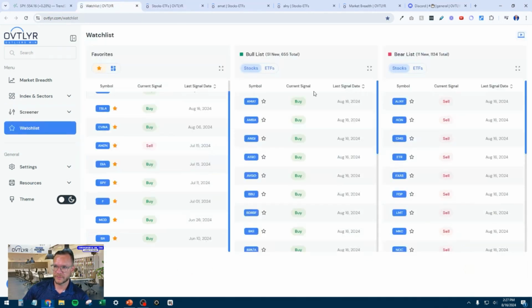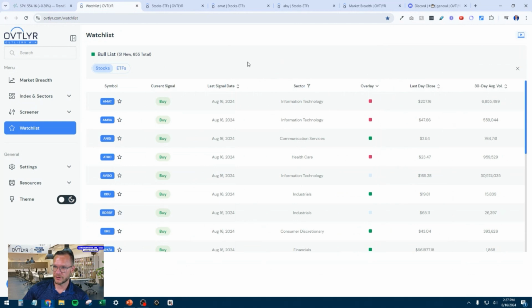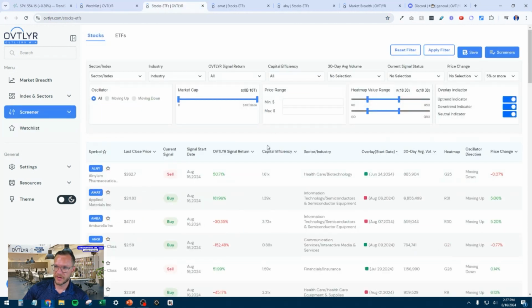So this is the watch list, right? You've got all your bull signals, your bear signals. Now, this is like the watch list on steroids, okay? So you can filter it down by whatever sector you want, and let's say energy for a moment. And then you can go into industry, and you can even refine it further. So energy equipment, oil and gas, or maybe instead of energy, let's do financials.